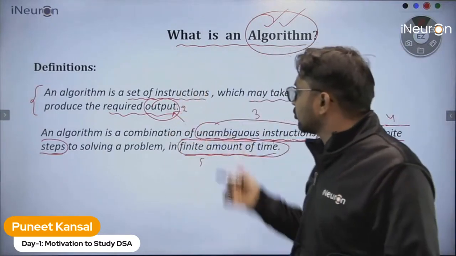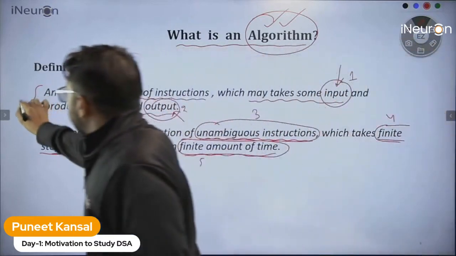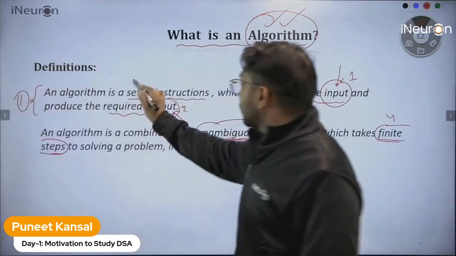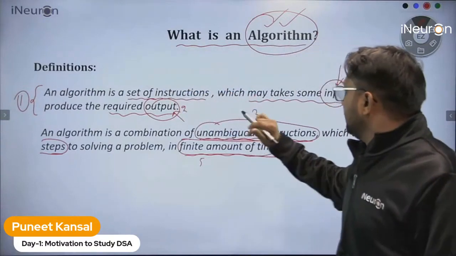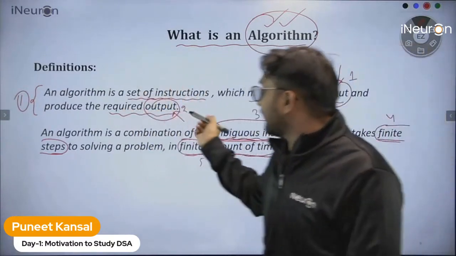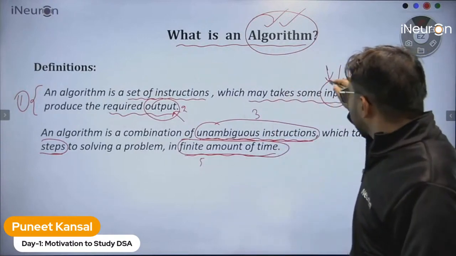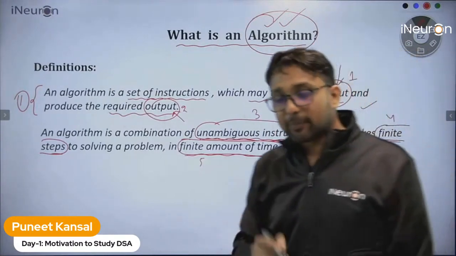Okay, let's check them one by one. Let me go with the first definition again. An algorithm is a set of instructions which may take some input and produce the required output. From this definition, let me ask you about this property. Please reply in the chat box.